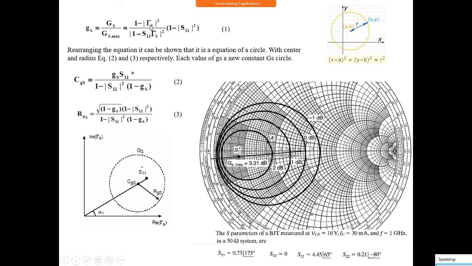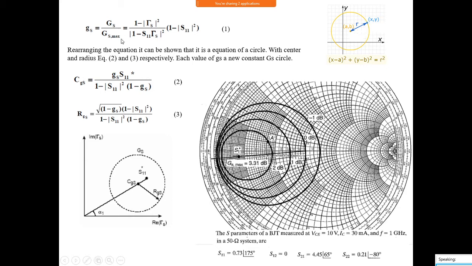That is zs. See, the zs values form a circle like this. For example, I take Gs equal to 2 dB. If you plot this equation, we will observe that it forms a circle like this. We have taken 2 dB only. The right hand side is fixed and the left hand side is variable, since zs is variable. This is a constant value, 2 dB divided by 2.92. This is the constant right hand side.